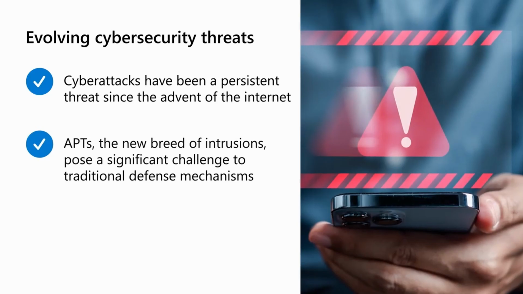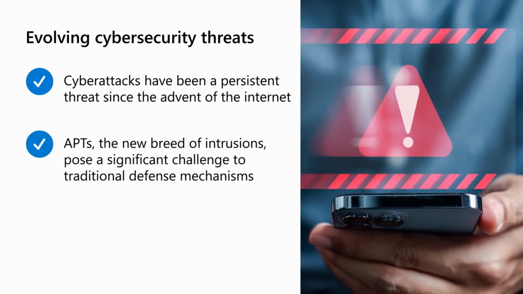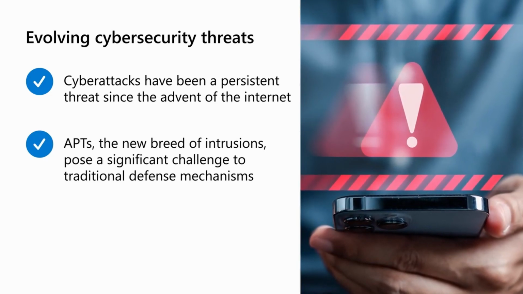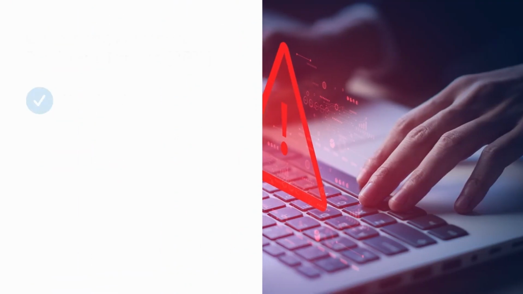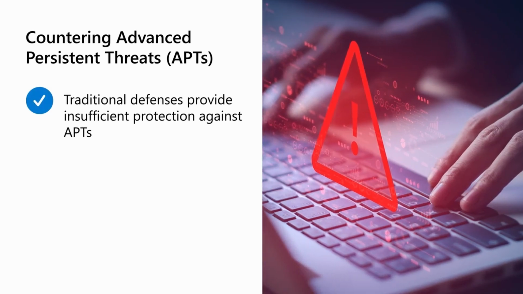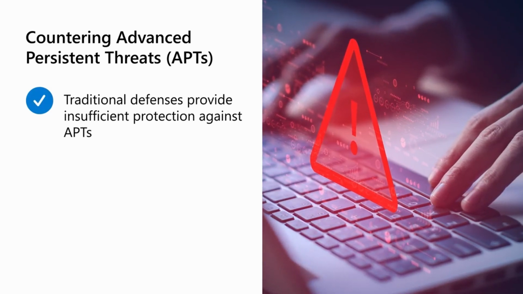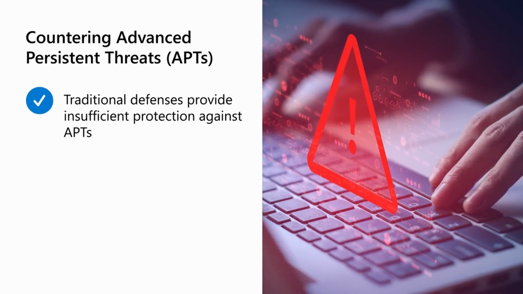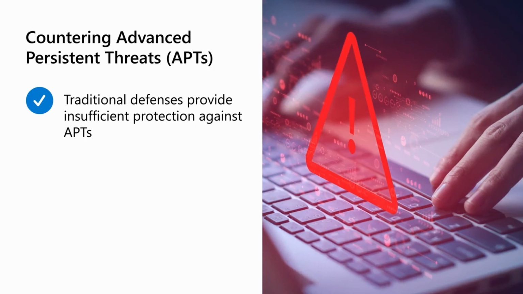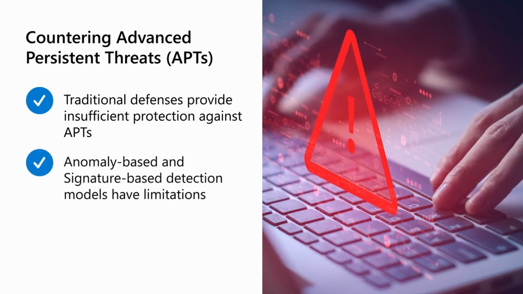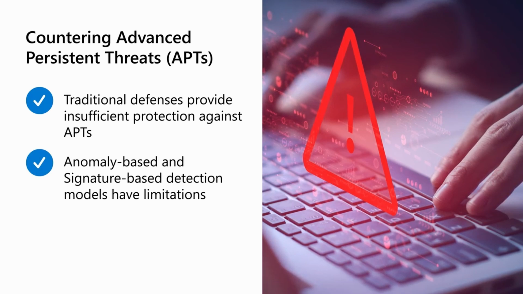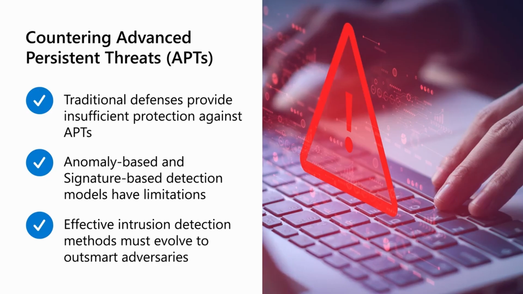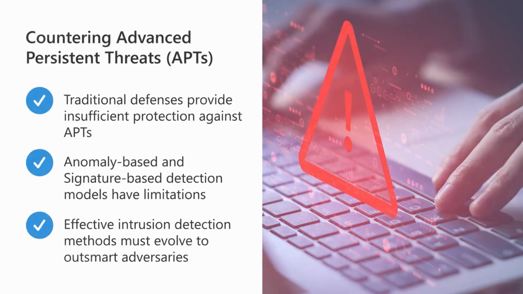Recently, a new breed of intrusions called Advanced Persistent Threats, also known as APTs, has emerged, posing a significant challenge to traditional defense mechanisms. While traditional defenses can fend off known intrusions, they fall short against APTs. That's why it's crucial to develop intrusion detection methods that continuously monitor networks and security controls for their effectiveness. Although models like anomaly-based and signature-based detection have been used, their success has been limited. Adversaries quickly learn the actions and signatures that trigger these models, allowing them to evade detection.